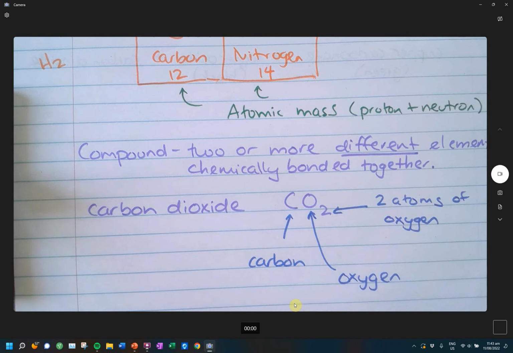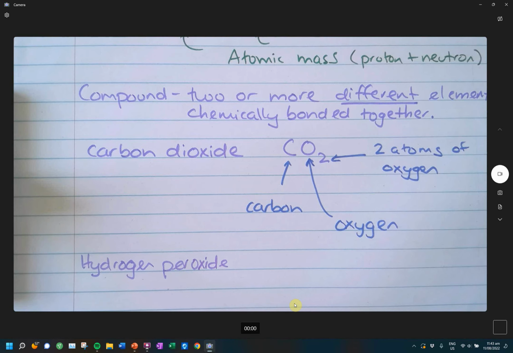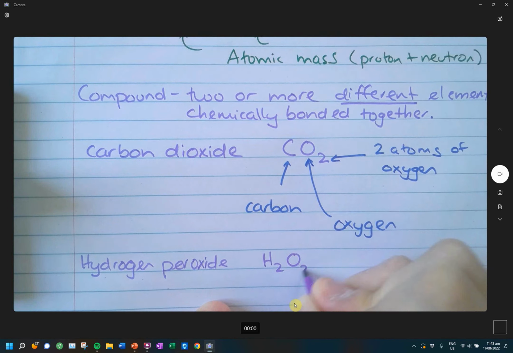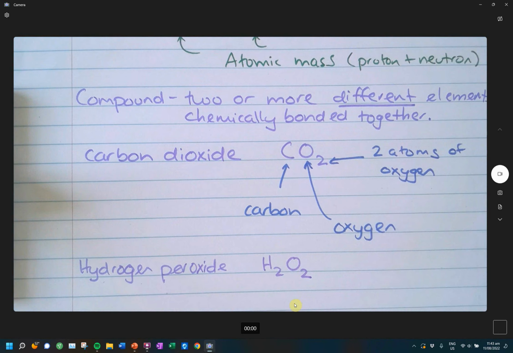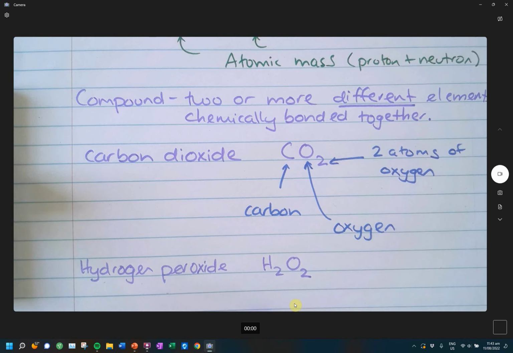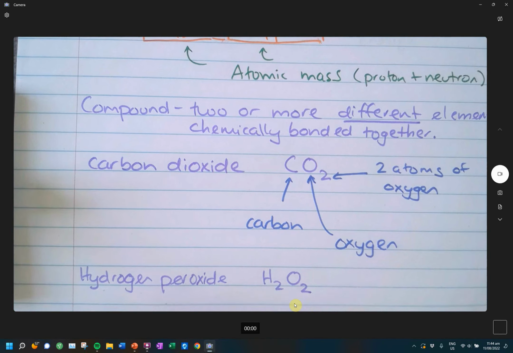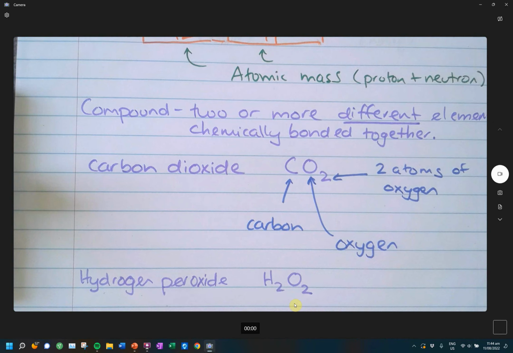Whenever you see "oxide," it normally hints that you have oxygen. So hydrogen peroxide would be H2O2. Oxidized hydrogen. You see how this one is different from the other one here, because we have that oxygen being added. That oxygen being added is a different element, making it a compound.